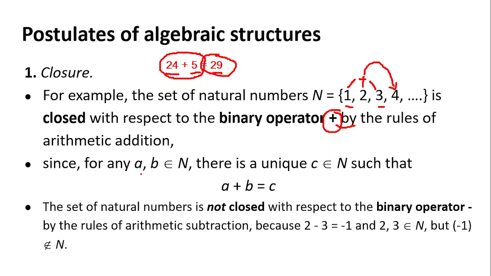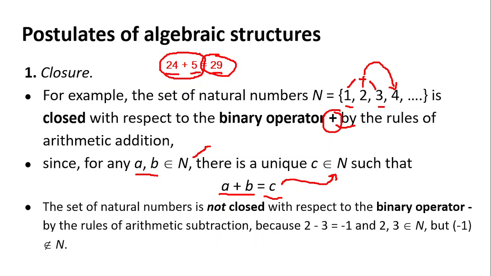So if you take any two elements a and b, which are elements of the natural numbers, and you apply the plus operator, if you get one more element c, that c will again be a natural number, and that's why we say that it is closed. The set of natural numbers is closed with respect to the plus operator.